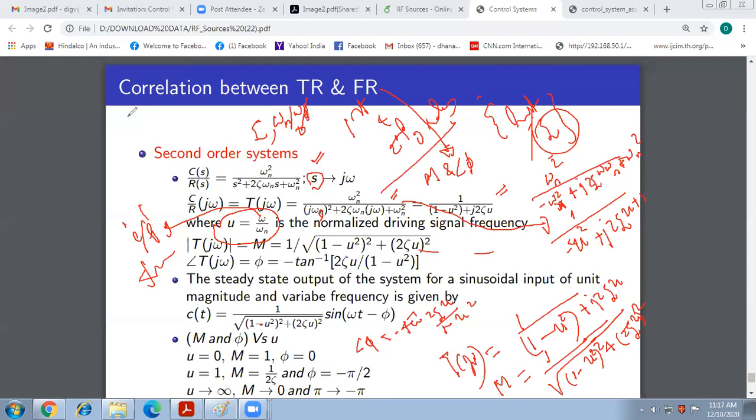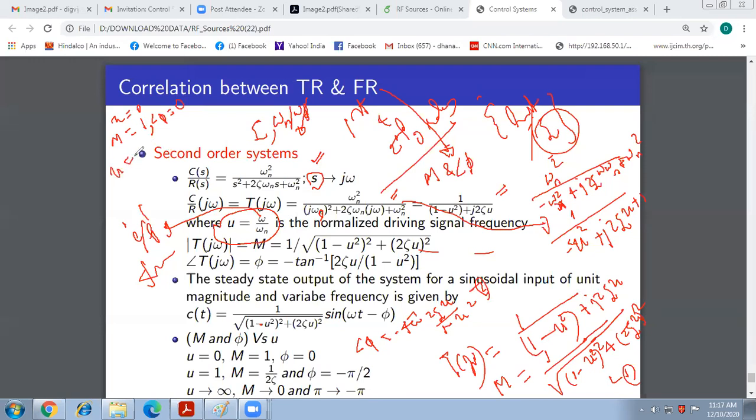Just one more minute I will take. Now when I put u equal to 0, what will be m here? When u is 0, what is m from this equation? Let us say this is equation 1, and this is equation 2, giving the phase angle. So equation 1 tells us m is 1. And what is phase angle phi? When u is 0, it is tan inverse of 0, so phi is 0.